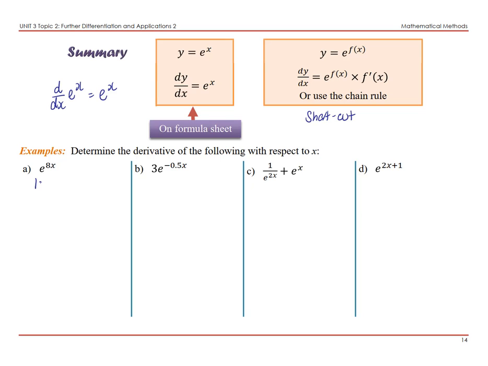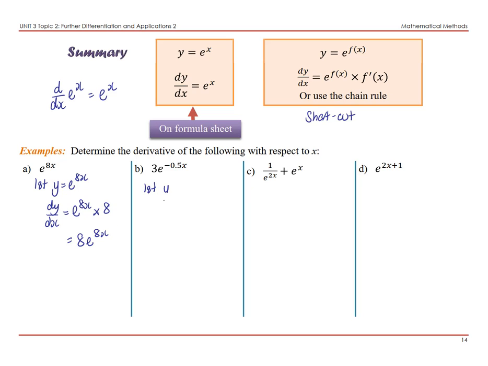First of all, I'm going to start by letting y equal e to the 8x. I'm going to use the shortcut, so dy/dx equals, write the same thing, then multiply by the derivative of the power, which is 8. So it's 8e to the 8x.